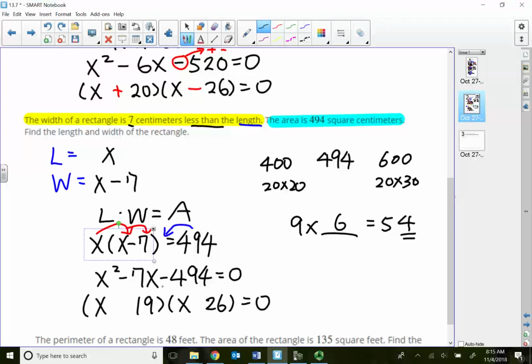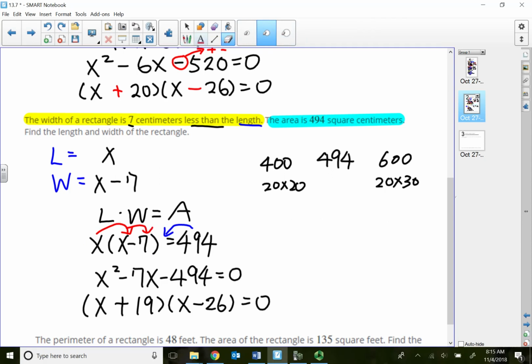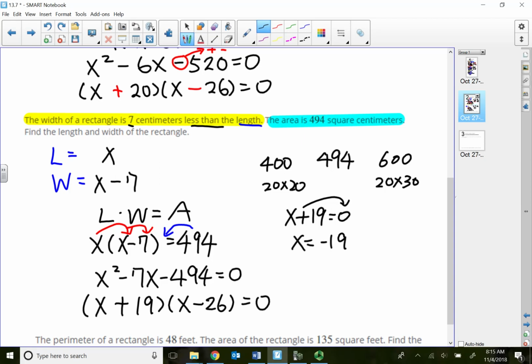All right. Since the last sign is negative, this is one positive, one negative. To get negative 7 in the middle, I need negative 26 on the outer, positive 19 in the inner. All right, so once I'm finished factoring, set each factor equal to 0. So one of my x is going to be negative 19. The other x is going to be positive 26.